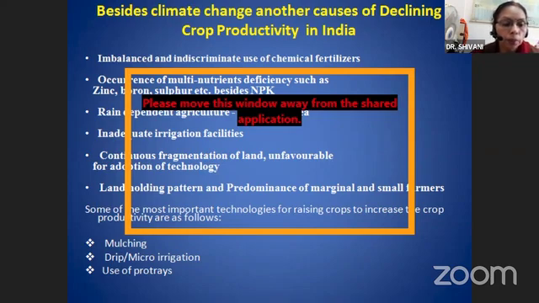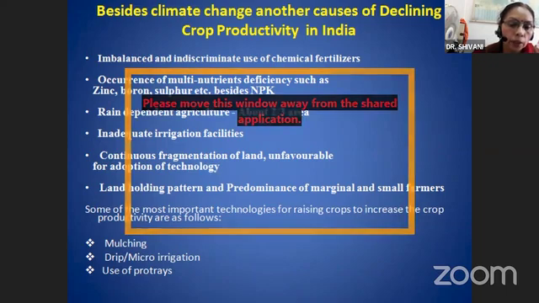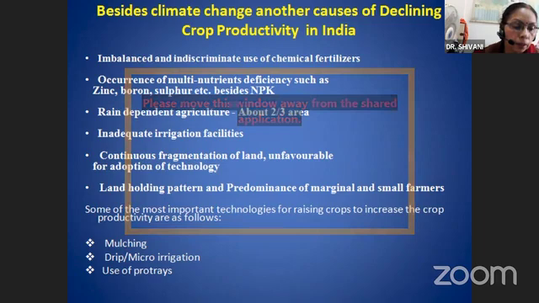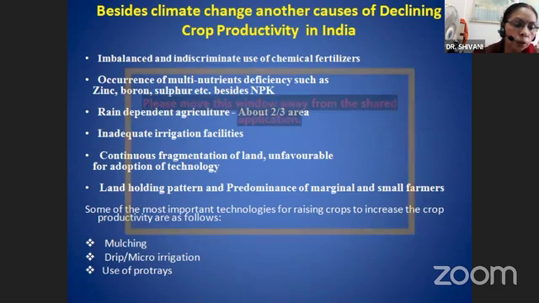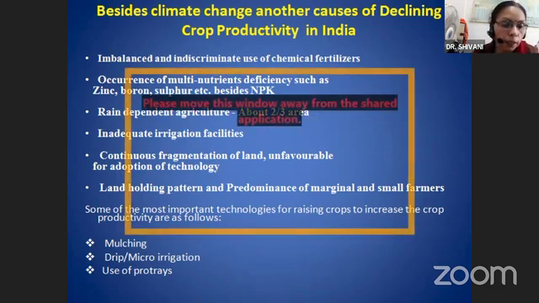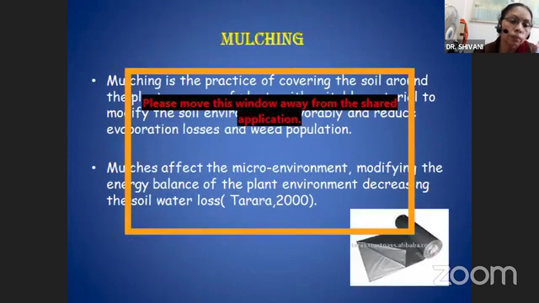So some of the most important modern technologies for raising crops in this changing climate scenario are mulching, then drip irrigation, or we can say micro irrigation, and use of protein. Although there are so many technologies, I think these three are the important technologies. So I would like to discuss all these things with you.